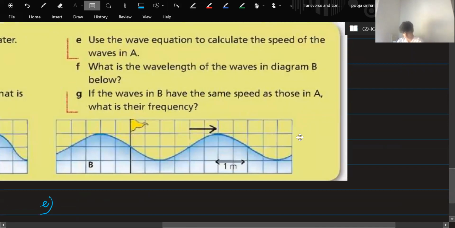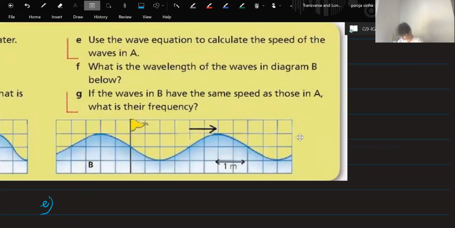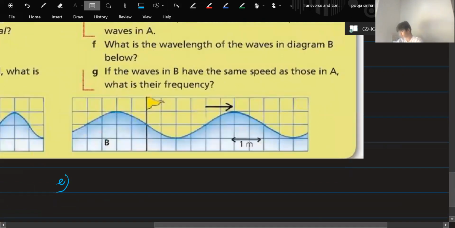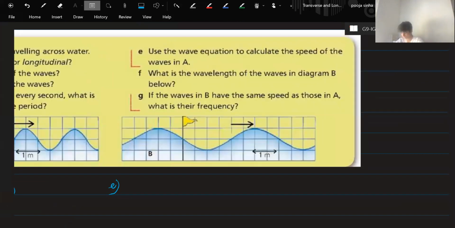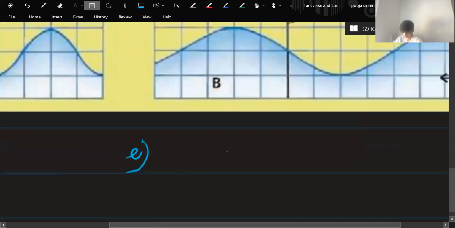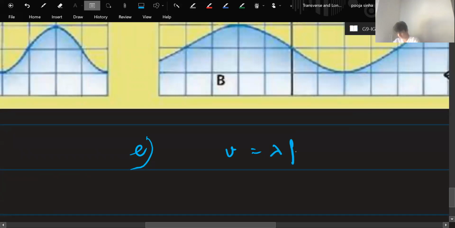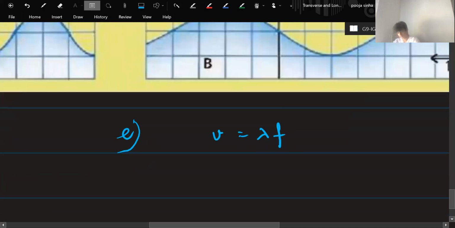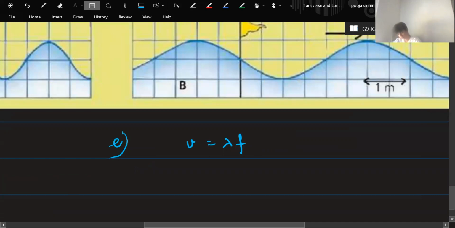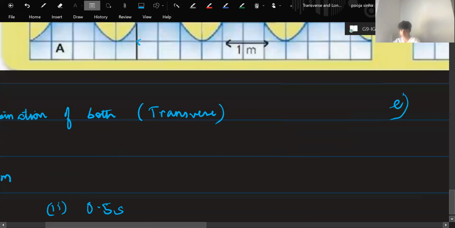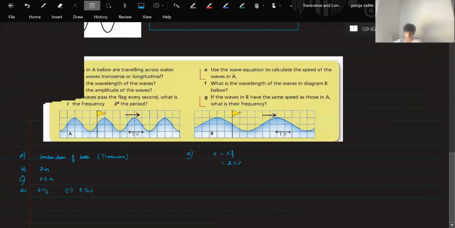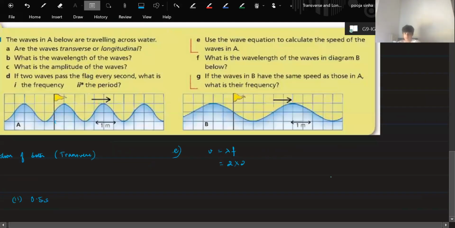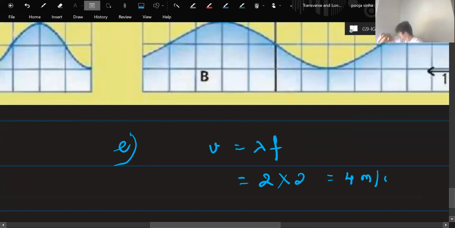What is the wave equation to calculate the speed of the waves in A? 4 meters per second. Velocity is equal to lambda into frequency. 2 is the wavelength, and frequency is also 2. So 2 into 2 is 4 meters per second.